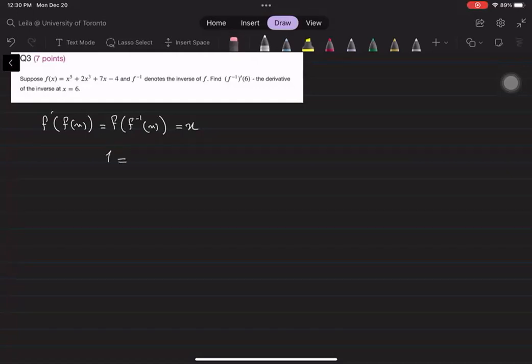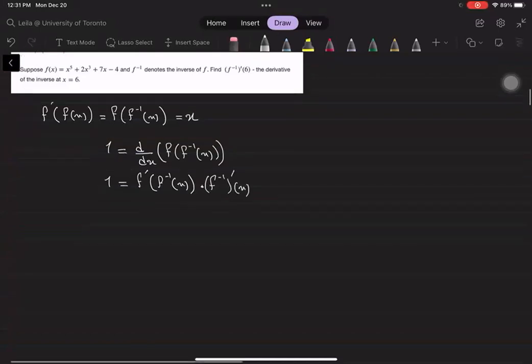So you have 1 equals d/dx of f of f inverse of x. You want to take the derivative of this, you can use the chain rule. So you have f prime of f inverse of x times the derivative of f inverse at x, right? And then you can see that basically this looks like what we want from the question, right?